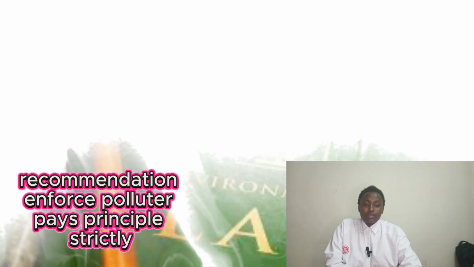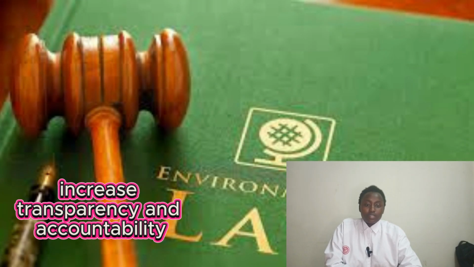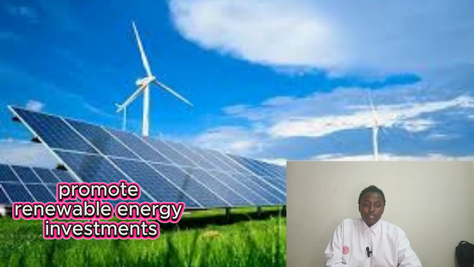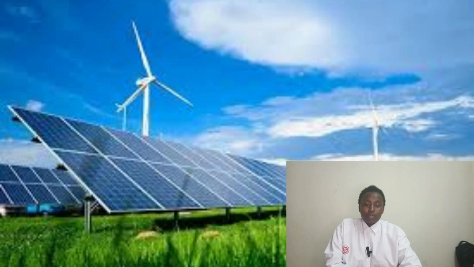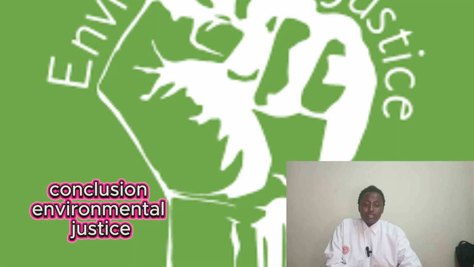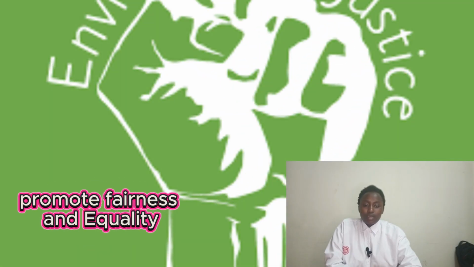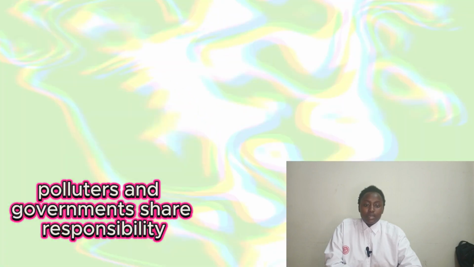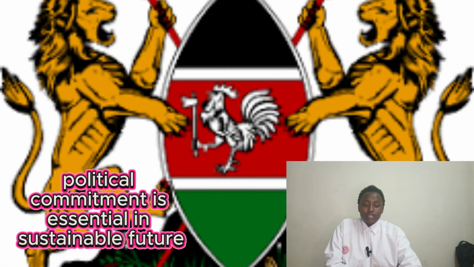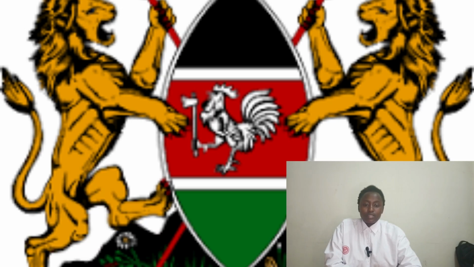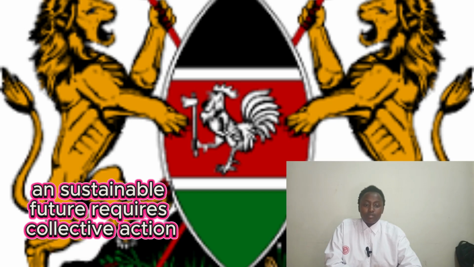Recommendations: enforce the polluter pays principle strictly, increase transparency and accountability, promote renewable energy investments, and support vulnerable communities. Conclusion: environmental justice promotes fairness and equality, polluters and governments share responsibility, political commitment is essential, and a sustainable future requires collective action.